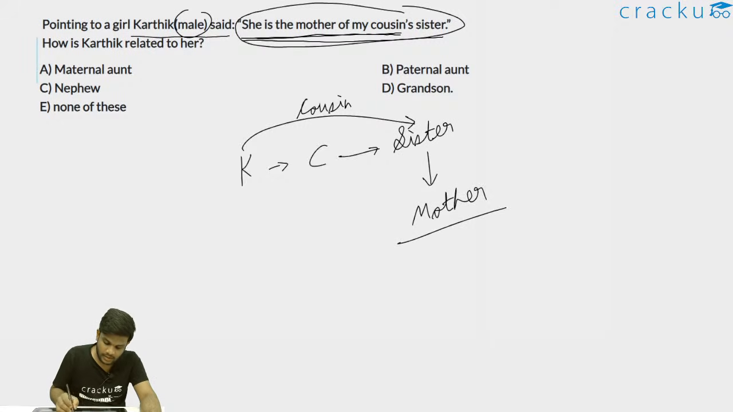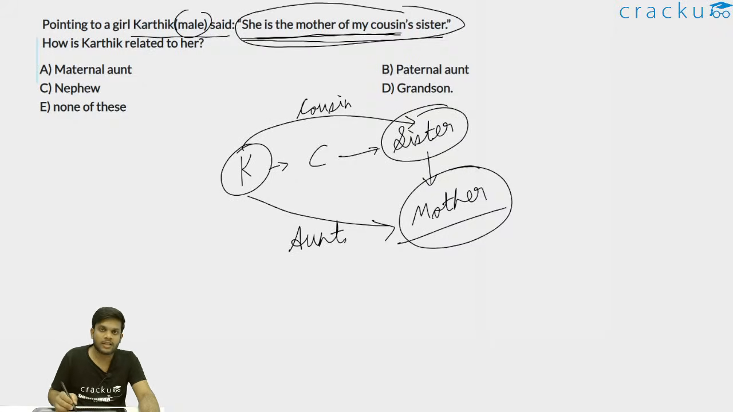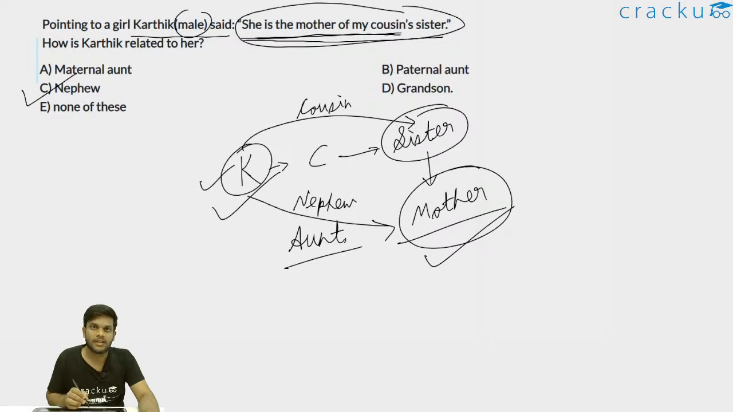So that means Karthik and the mother are related in a sense that she is an aunt to Karthik, because the sister and Karthik both are siblings and the mother of the sibling is an aunt. So Karthik will be related to her in a sense that Karthik is a nephew, because this woman is the aunt of Karthik. So our answer is option number C, which is nephew. Let's go to the next question.